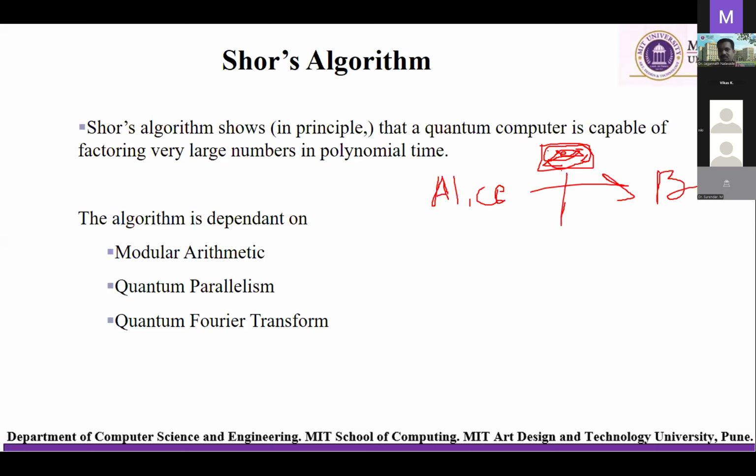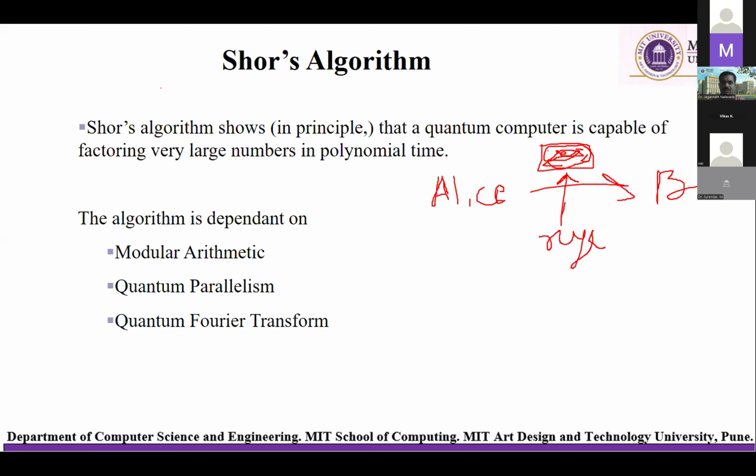a third person, like he may be XYZ, is definitely not able to see which type of message Alice is sending to Bob. We can give the guarantee by using today's classical algorithms. But the same problem, this encryption, we can solve very easily by using a quantum computer.